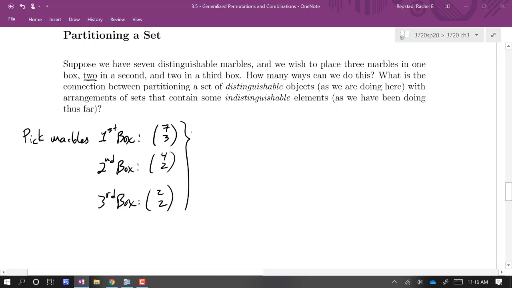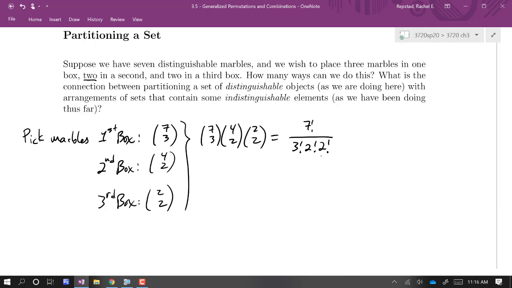And using the multiplication counting rule again, 7 choose 3, times 4 choose 2, times 2 choose 2. We already know this will be the same as that theorem 3.10, 7 factorial over 3 factorial, 2 factorial, 2 factorial. And that gives us some value.